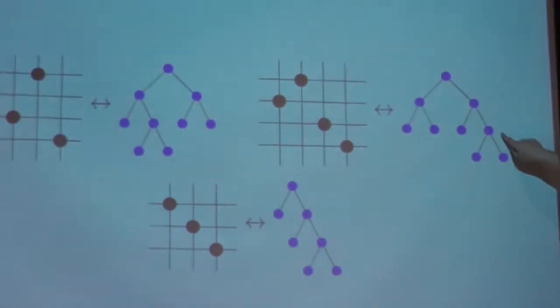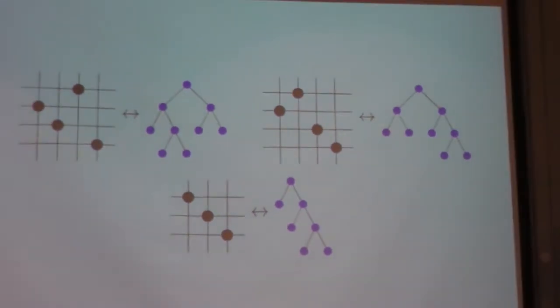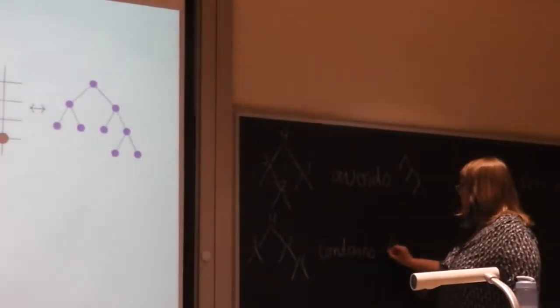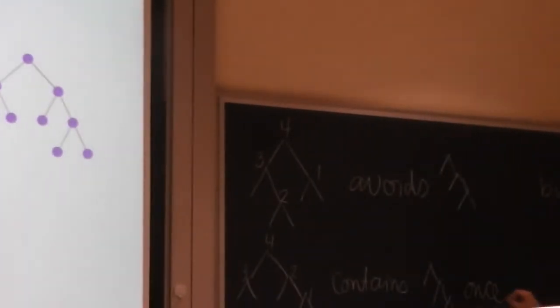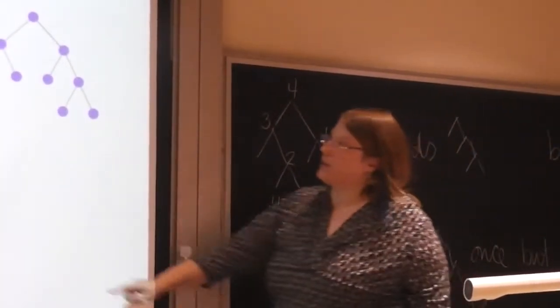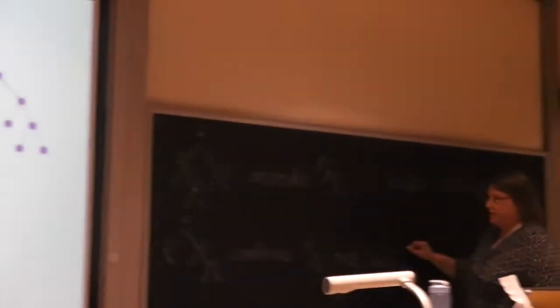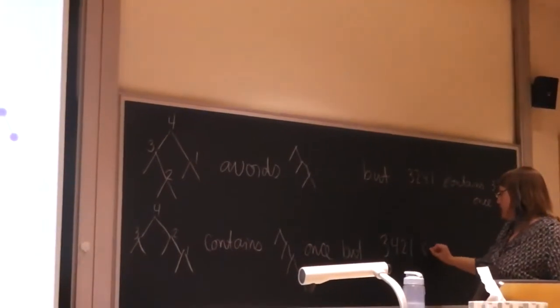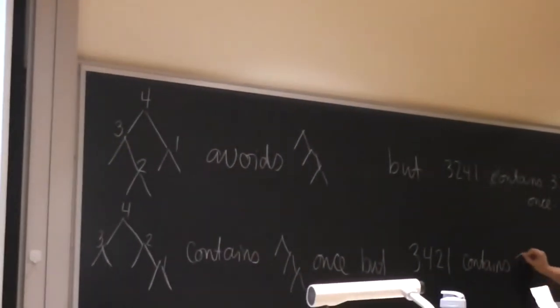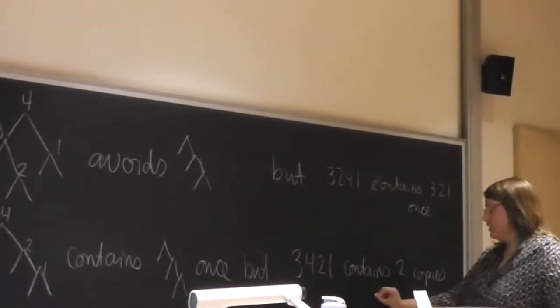What about this tree? How many copies of this comb are inside of this tree? At least one. Okay, well it's one of those two. Is it one or two? How many copies of this are inside of here? The tree version, yeah. One. Okay, so this contains one, but how many copies of 3, 2, 1 are inside this permutation? So 3, 4, 2, 1 contains 2 copies of 3, 2, 1.